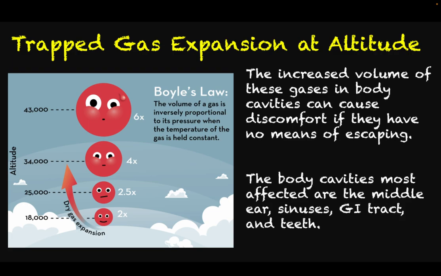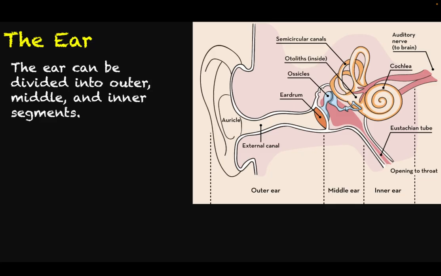So we're going to see here that the body cavities that are most affected are going to be the middle ear, the sinuses, the GI tract, and oddly enough, your teeth. So we'll start with the ear. The ear is something that we are going to have a whole chapter or two dedicated to later on, so I'm not going to go into too much detail here.